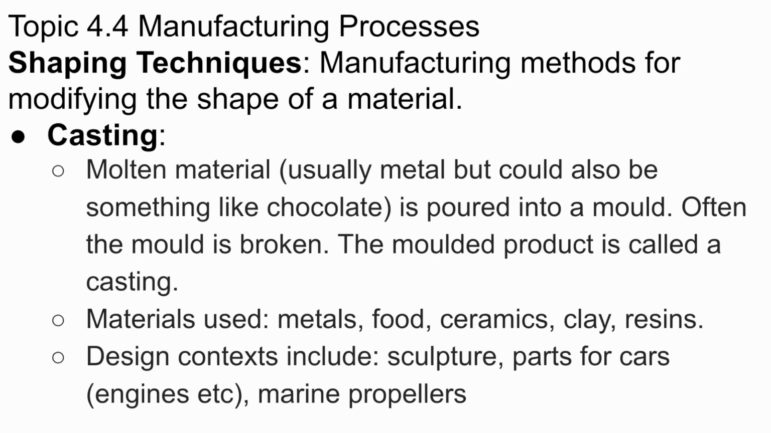The next shaping technique we want to think about is casting. So molten materials, usually metals, but it could also be something like chocolate, is poured into a mold. Often the mold is then broken. The molded product is called a casting.